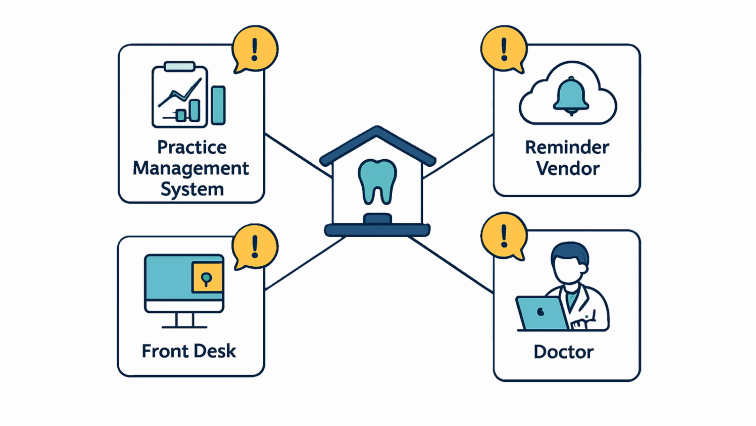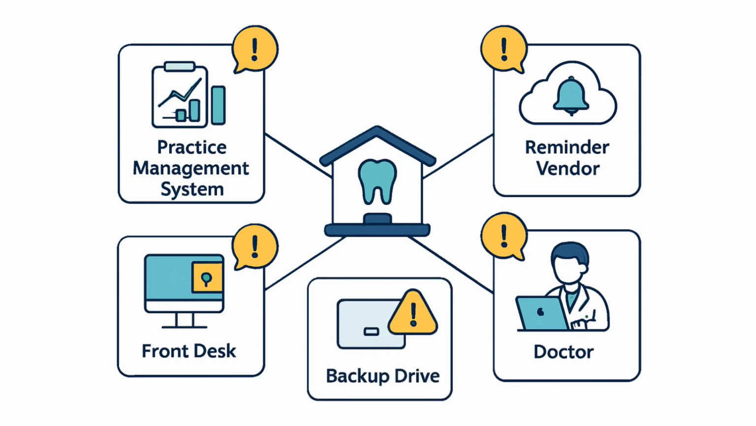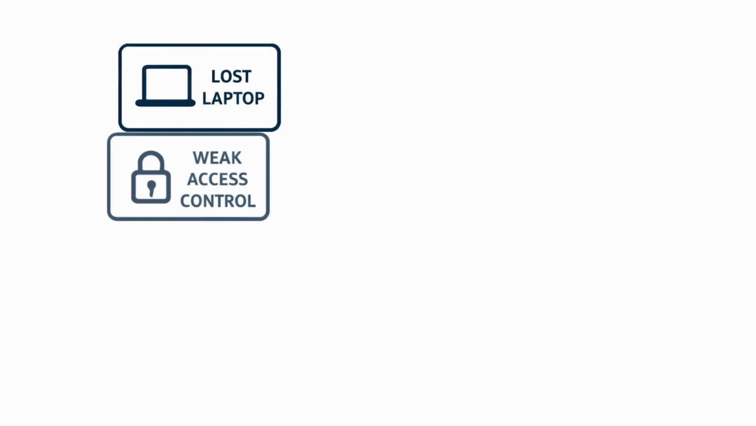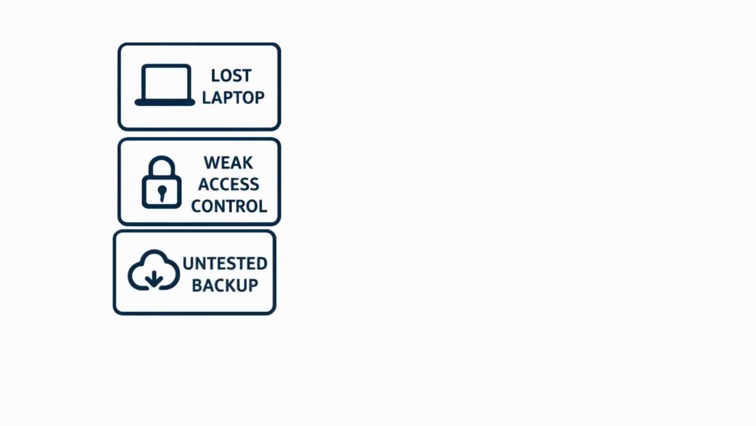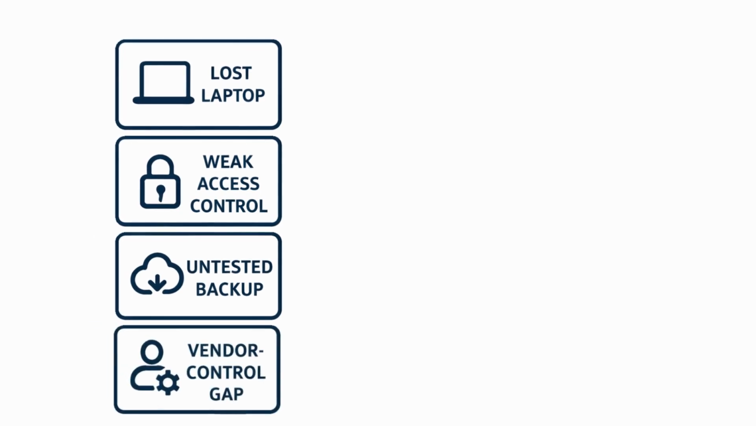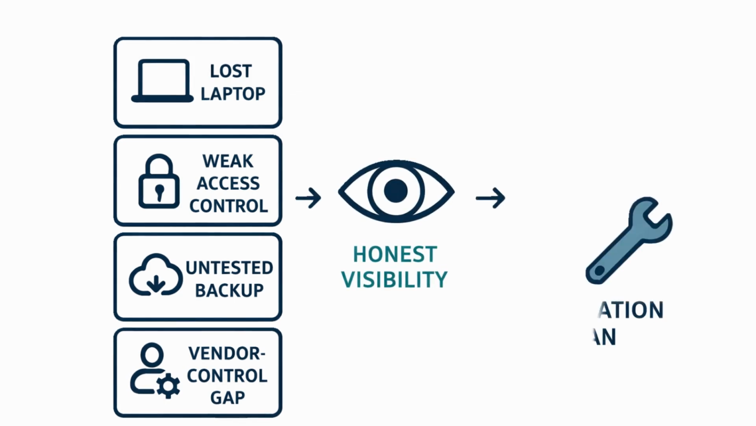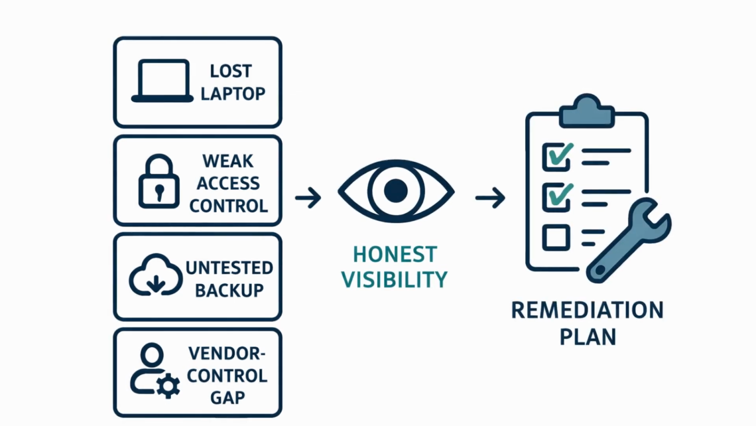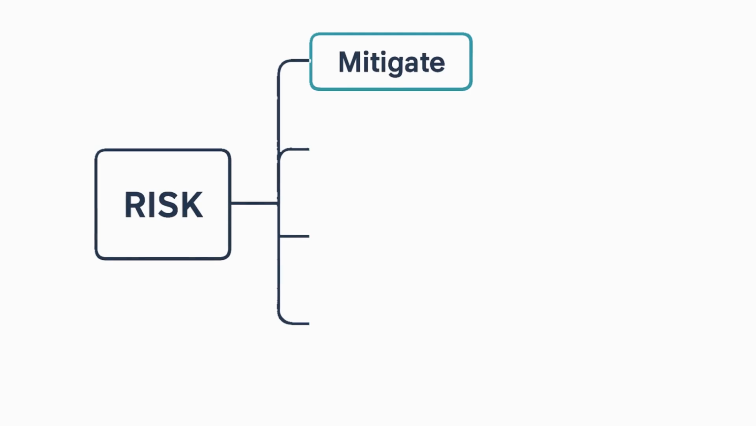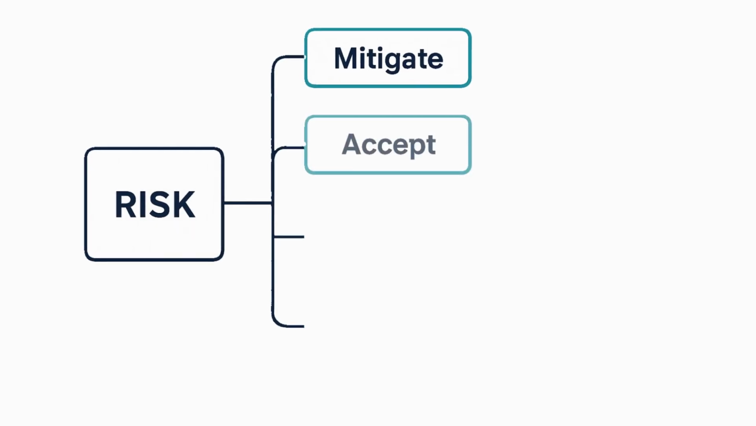Imagine a small dental practice. Charts live in the practice management system. Staff send reminders through a vendor. A doctor checks records on a laptop from home. Backups exist, but no one has tested a restore. Passwords are shared at the front desk during busy hours. In one short walkthrough, several risks appear. A lost laptop, weak access management, unverified backups, improper vendor controls. None of that requires a dramatic breach to matter. It only requires honest visibility.